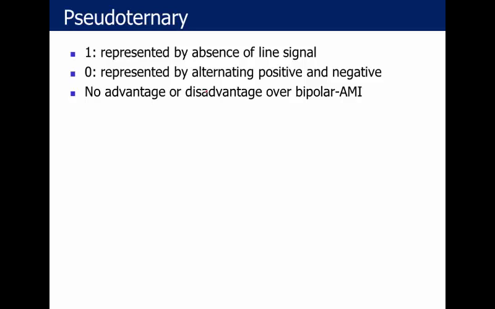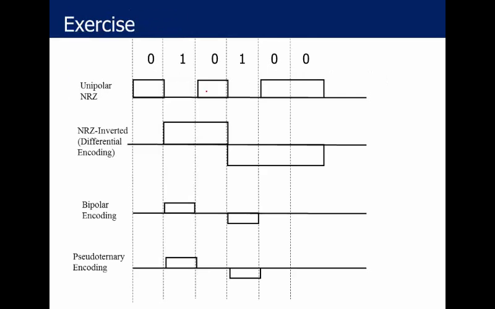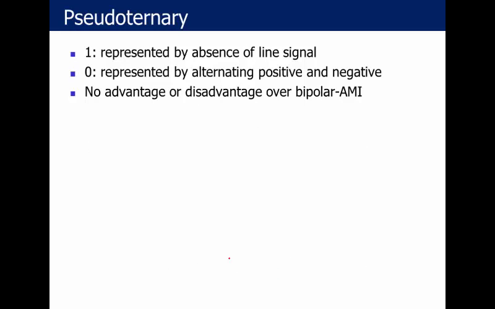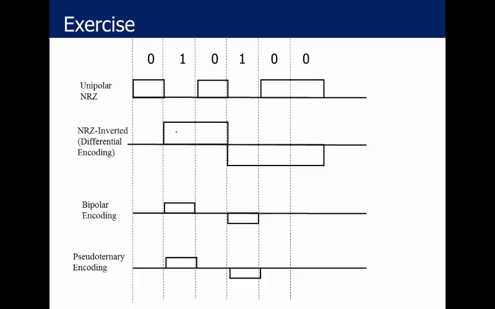Pseudo ternary. 1 is represented by absence of line signal, 0 represented by alternating positive and negative. This is very similar to bipolar. This is another bipolar, but 0 means positive and negative. No, it's quite different. Let me see. This may not be true either, so we have to be very careful. So 0 means positive and negative. 1 means absence of line signals, so there is no signal.